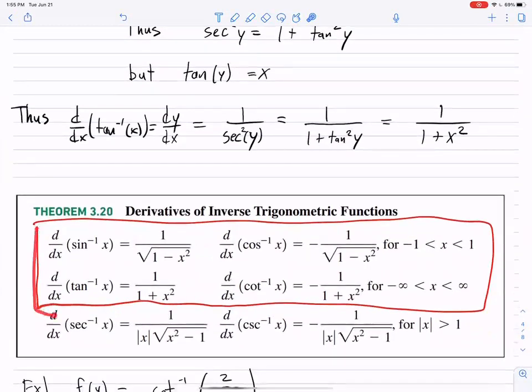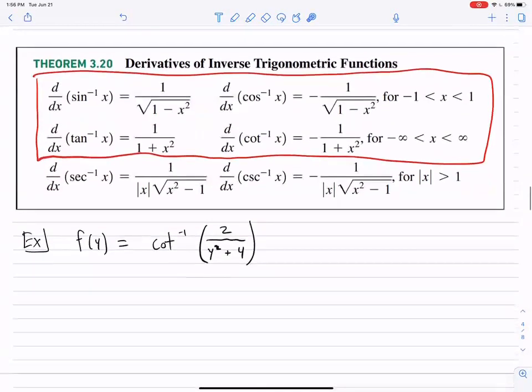The 4 most important ones I circled right here. You need to know the derivative of sine inverse of x, the derivative of tan inverse of x, and then similarly their partners, so cosine inverse and cotangent inverse, and they're just the negative versions of these guys. The tan inverse and cotangent inverse are defined for all x values. The sine inverse and cosine inverse are only defined when x is between -1 and 1.